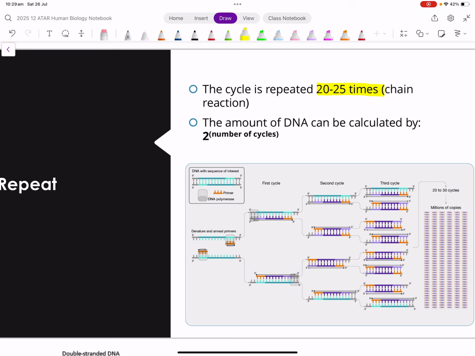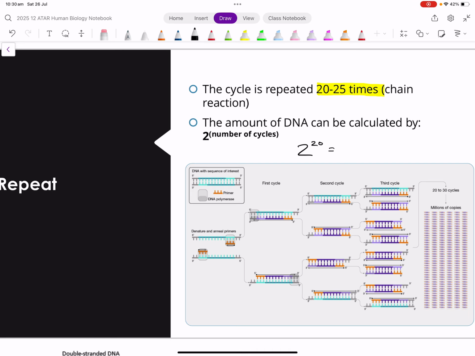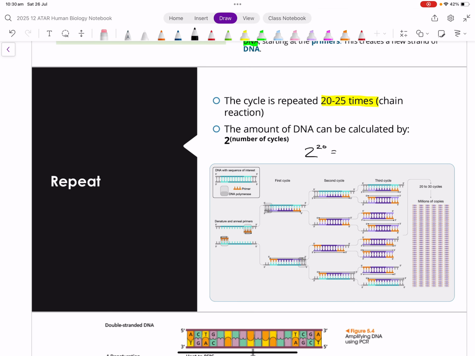Now, if you're ever asked to calculate the amount of DNA produced by this, we can simply go 2 to the number of cycles. So let's say we ran this process 20 times. You could put into your calculator 2 to the power of 20, and that will give you the number of DNA copies produced in that process.